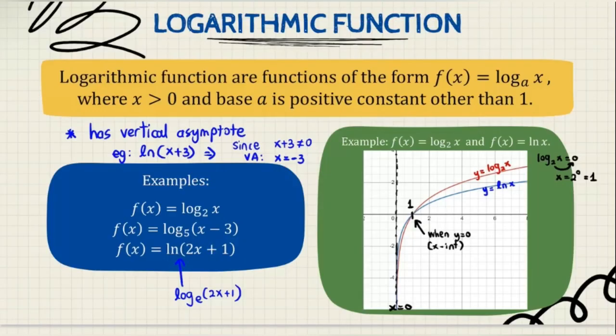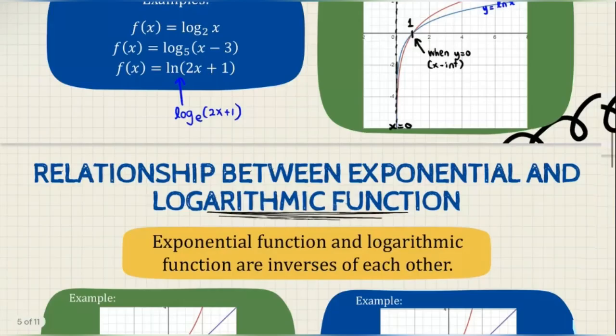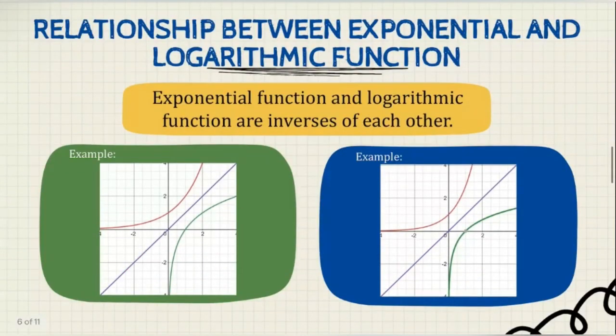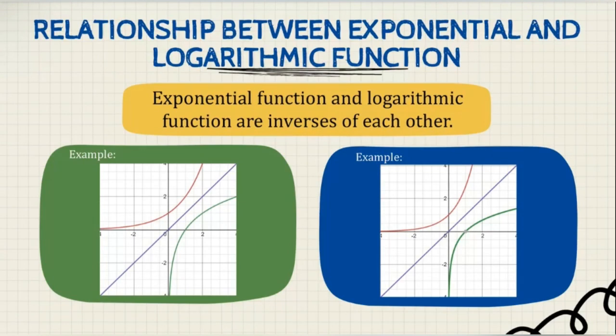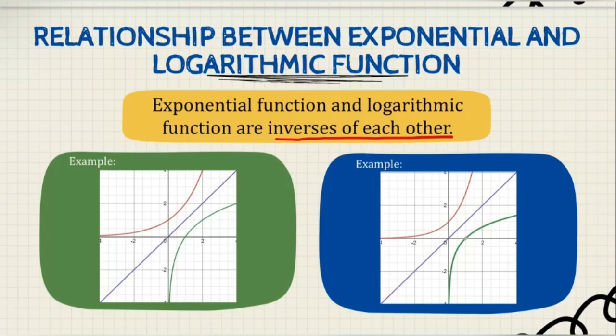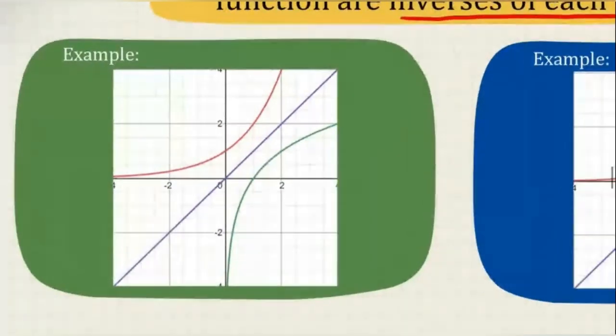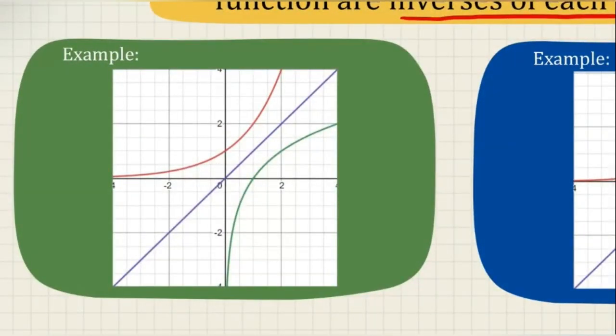Okay. Now, kita tengok kepada relationship antara log dan juga eksponen. Okay. So, kenapa dia suruh kita tengok relationship antara eksponen dengan log? So actually, eksponen dengan log ni dia adalah inverse of each other. Okay, so sebagai contoh yang pertama ini, so yang graf warna merah ini adalah graf kepada f of x equals to a power of x.